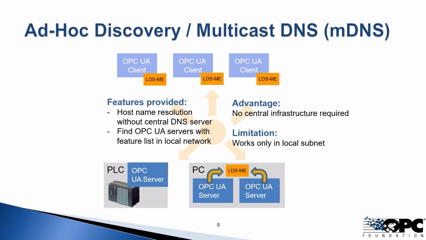The ad hoc nature of the discovery has its advantages. Of course, having no central infrastructure or component required is a major one, but there are some limitations. In particular, we'll find that the broadcast messages used in multicast DNS don't always travel as far as you would like them to in the network, and there are some security implications.